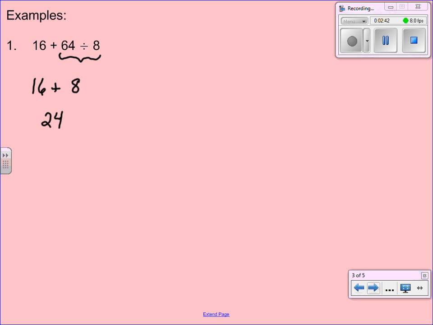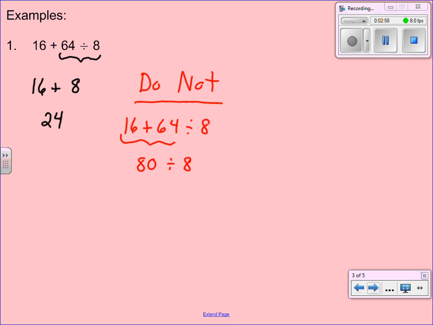Now let me talk to you about what a lot of you might do. A lot of you would just start this problem in order from left to right. And you would do this first. 16 plus 64 would give you 80. 80 divided by 8 works out to be a nice number, so you would be feeling pretty good about yourself. But you did not follow the order of operations. You have to remember to do this division first.